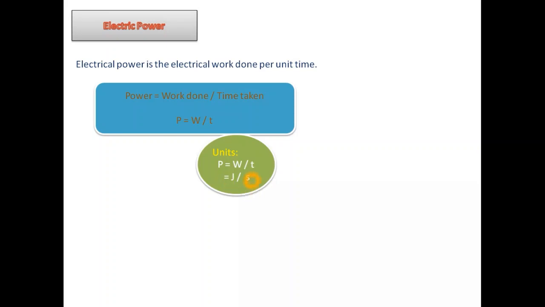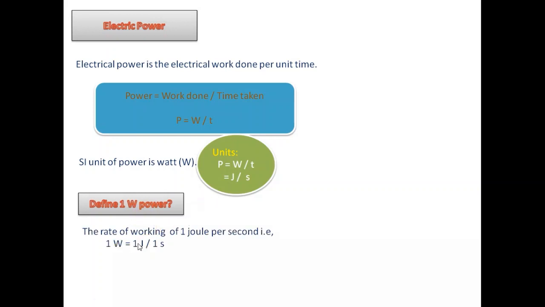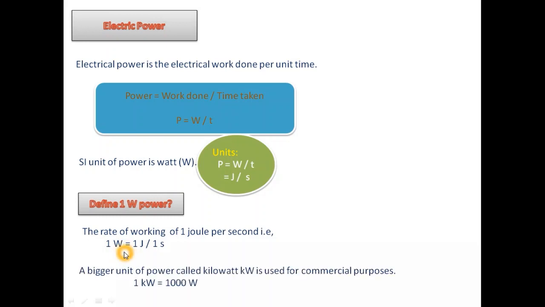But this joule per second is equal to the watt. So, the SI unit of power is watt, represented by W. It means 1 joule per second is equal to 1 watt of power. If we need to define 1 watt of power: if work done is 1 joule and time taken is 1 second, then 1 joule divided by 1 second is 1 watt of power.